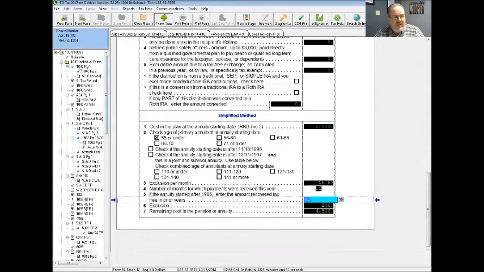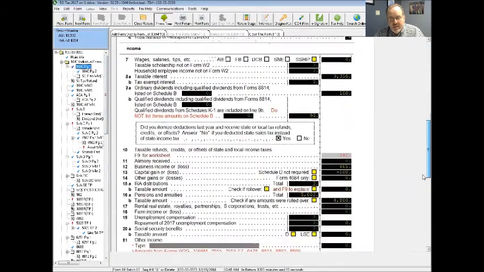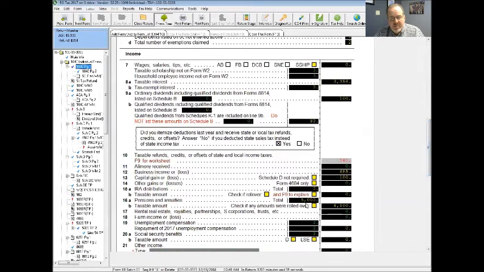If I look at my 1040, page 1, I can see distribution, taxable amount. And note up here, here's my capital gains and my business income, all the things that came over for me.